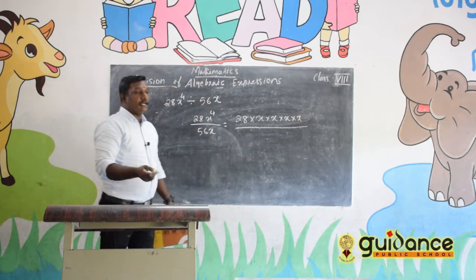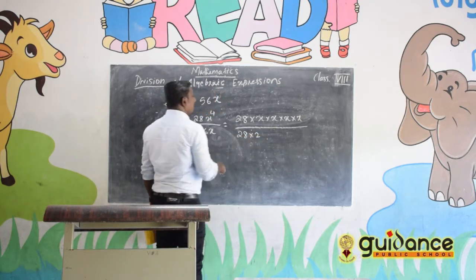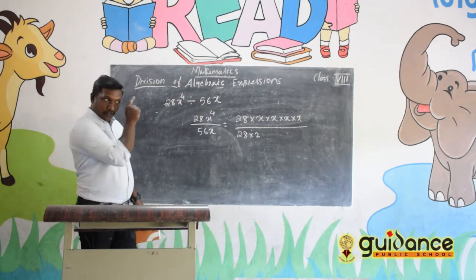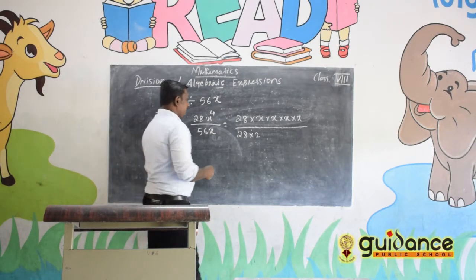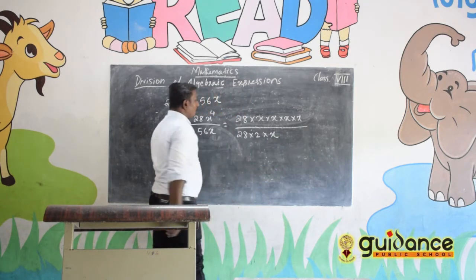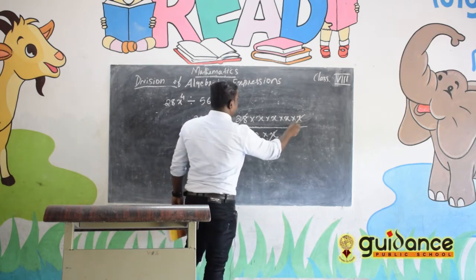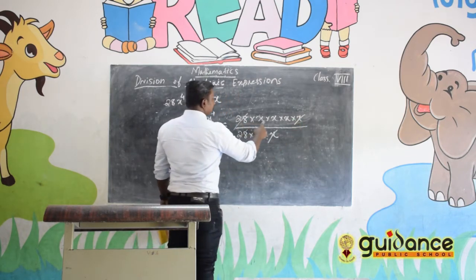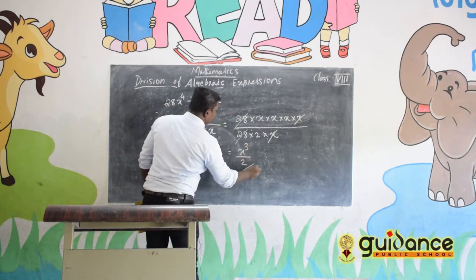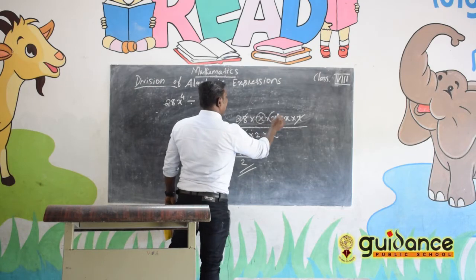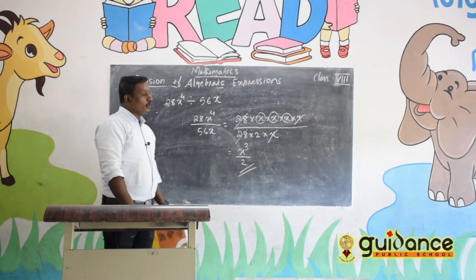How can we factorize 56? 28 into 2. Why do we consider 28 into 2? Because we have a 28 in the numerator and 28 in the denominator, then we can easily cancel. So we can write into x, into x. Then 28 and 28 we can cancel. x and 1x we can cancel. The remaining things are x into x into x. That is x cube by 2, because here 3 x's are there. x into x into x. x cube by 2. Got it?